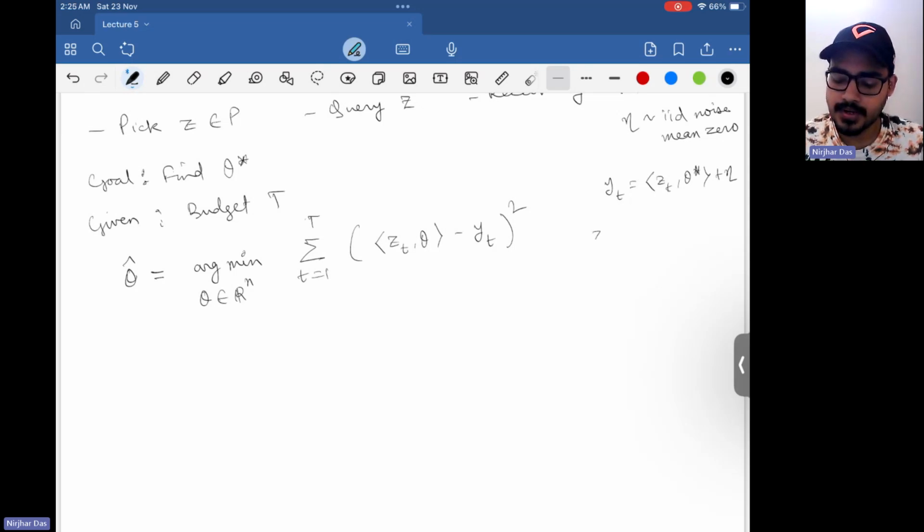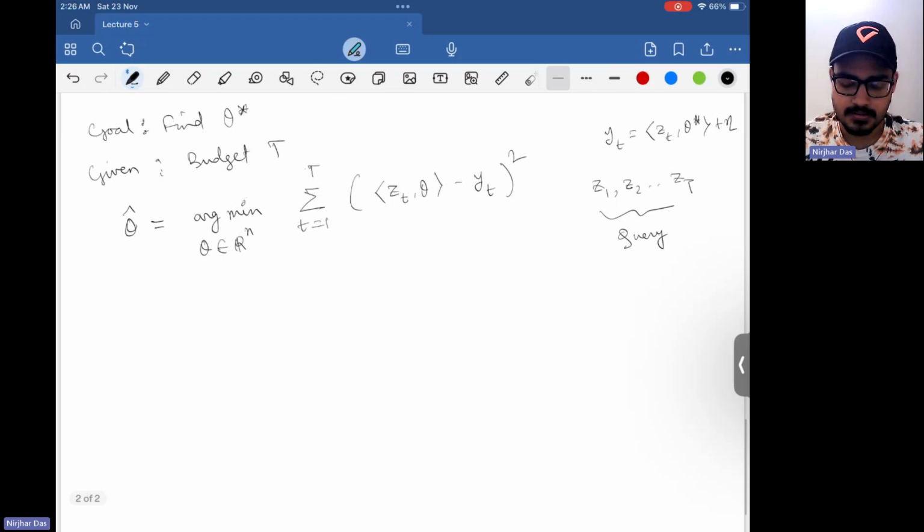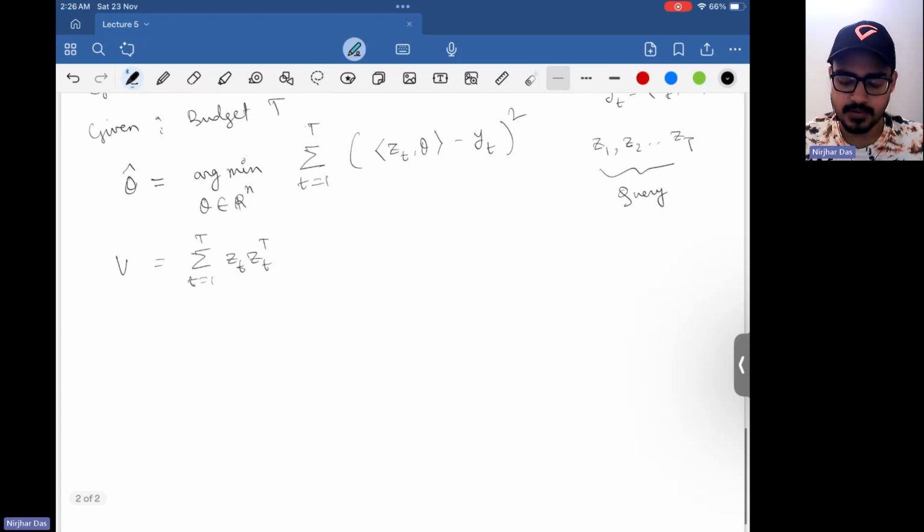You query the points z1, z2 up to z capital T. These are your query set, and of course this is a subset of P. Actually, it doesn't have to be a set, it can be a collection, as querying the same point many times is allowed. If this is defined as our estimator, then it's easy to see, with the help of this definition of V, that V equals the sum over t equals 1 to T of zt zt transpose.